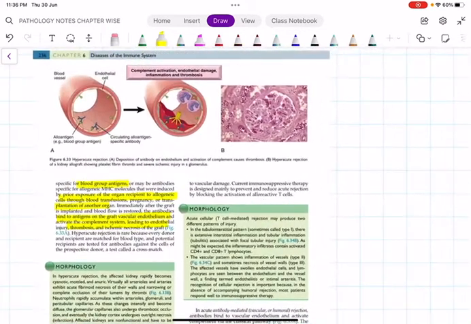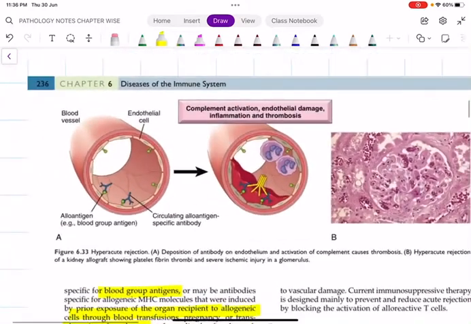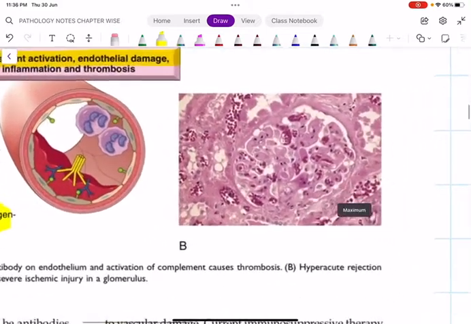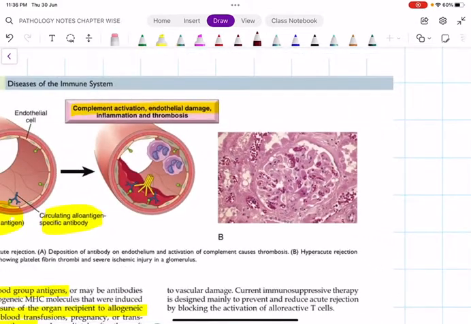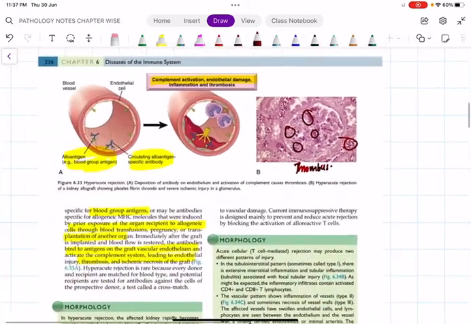You can see here in hyperacute rejection, there will be deposition of antibodies on the endothelium, which will cause complement activation and endothelial damage. In this picture, they will ask about it. What you are seeing is some reddish deposit within the kidney. This is actually the size of the kidney. What is this? This is the glomerulus of the kidney. This is nothing but a platelet-rich thrombus. So this is hyperacute rejection.